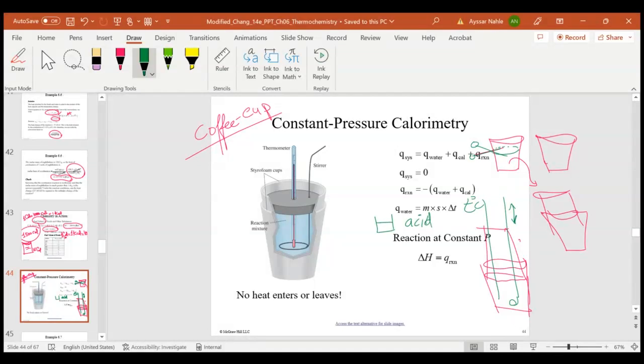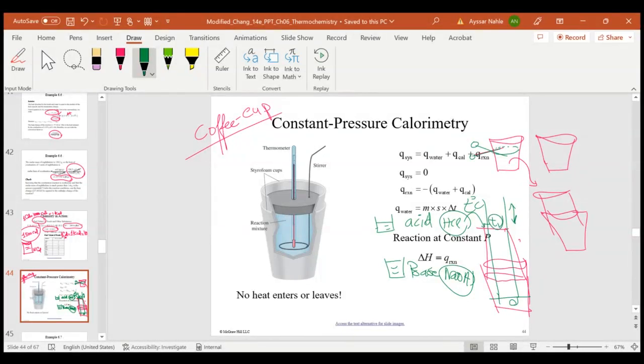This amount of acid, I'm having acid in here, and I'm going to have a certain base, and this is a base in here. For example, HCl and NaOH solution. Take the HCl, pour it in there, keep it in there, measure the temperature, and this will give me the temperature T1.